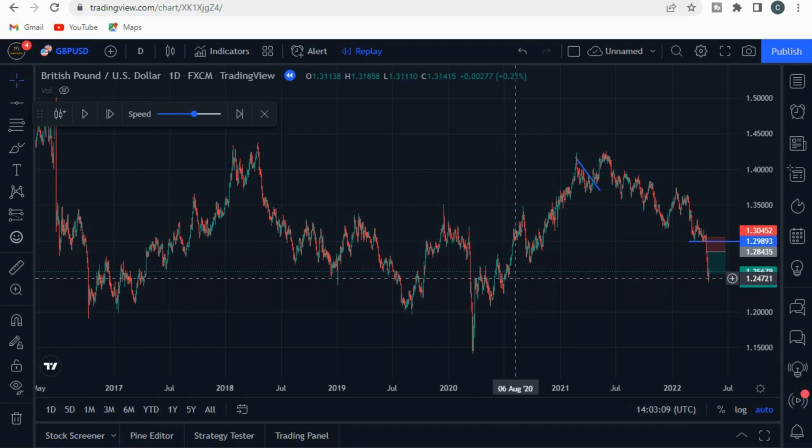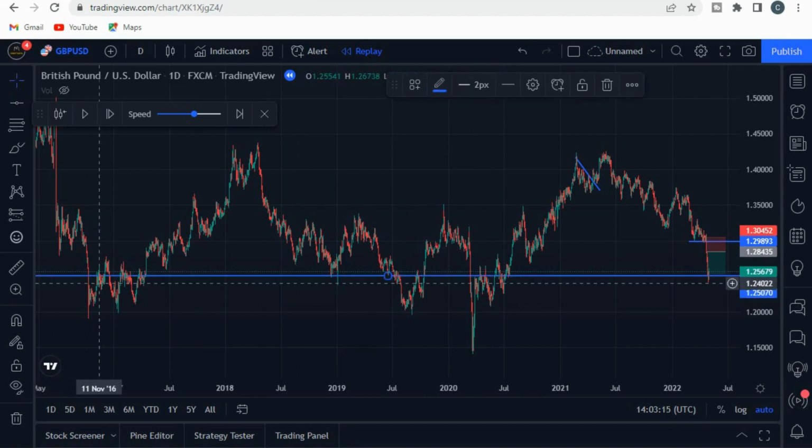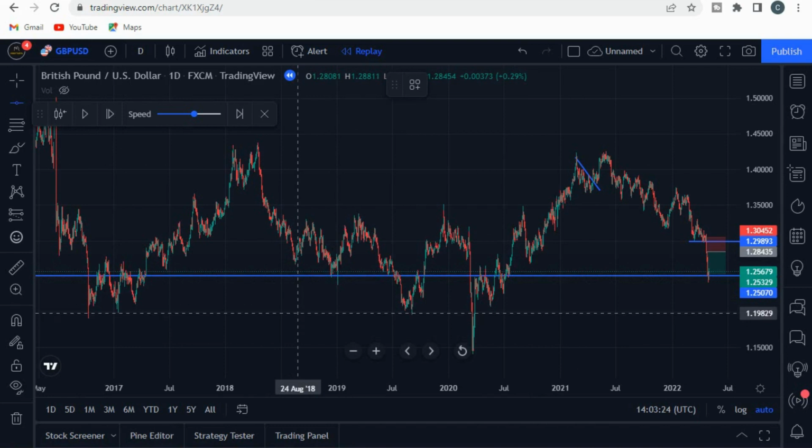Okay, I didn't draw that out. This is our first support level here, because we have multiple rejections here and here and here. Our next one is here. This is our next support level.